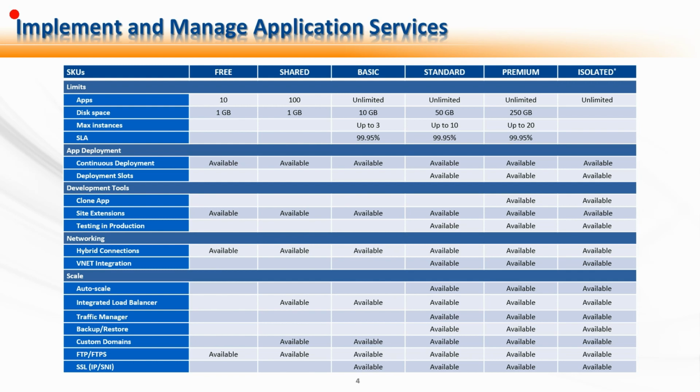If we consider the free tier, we can just create 10 apps, whereas in the shared, we have 100. But for all the other tiers like basic, standard, premium, and isolated, we have unlimited apps that we can create. Similar is the case with the disk space. With the free tier, we get just 1 GB of disk space, and with the shared also 1 GB. With basic, we get 10 GB of disk space, standard 50, and premium 250 GB.